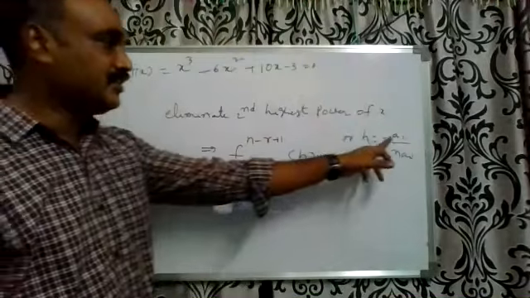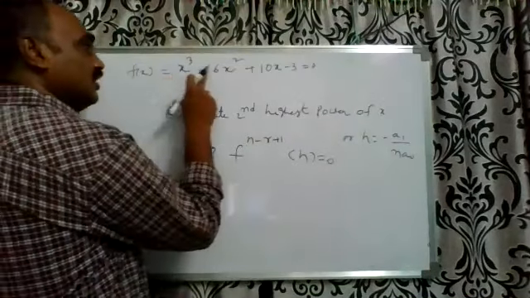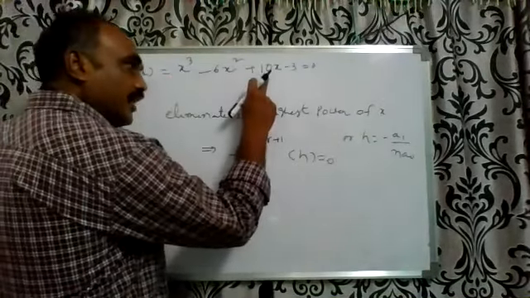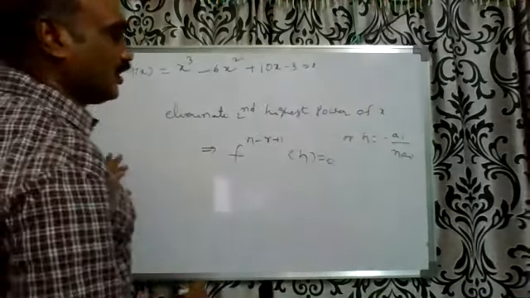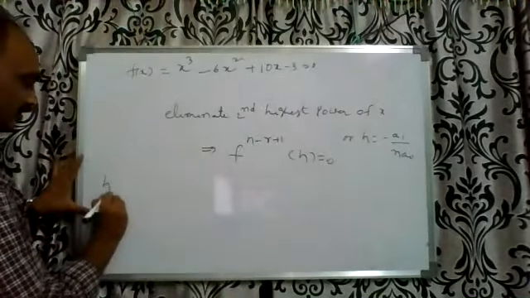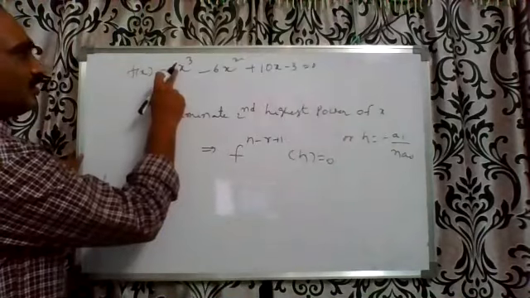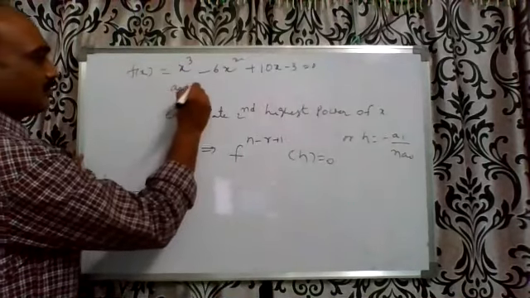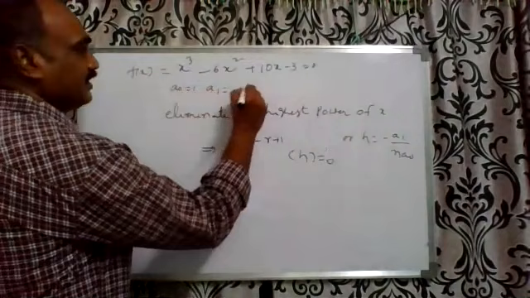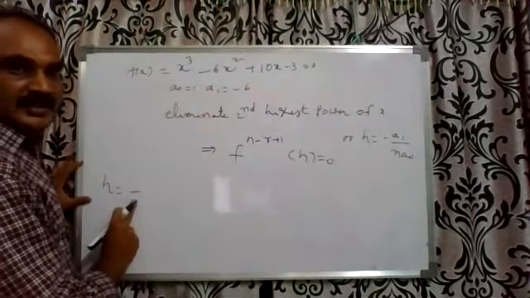For only the second term, h is equal to minus a1 by n into a naught. This is a naught, this is a1, a2, a3. So a naught is equal to 1 and a1 is equal to minus 6. H is equal to minus a1 by n into a naught.